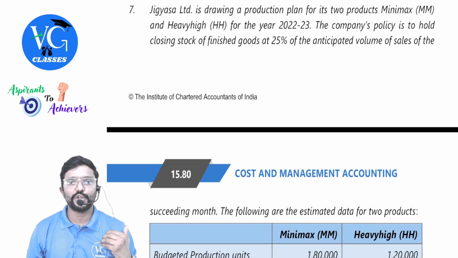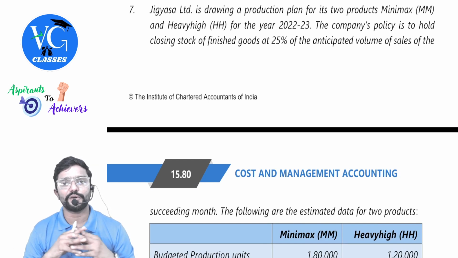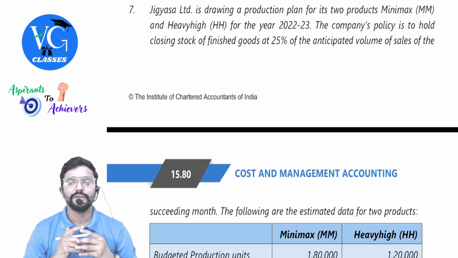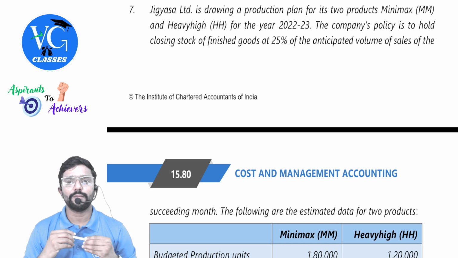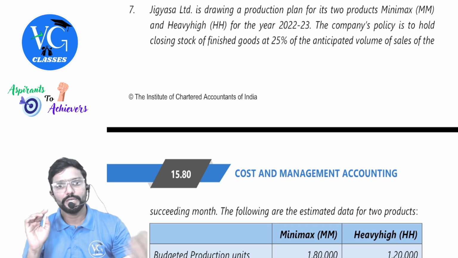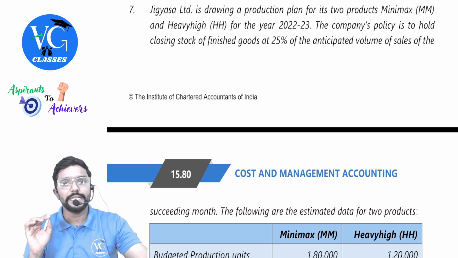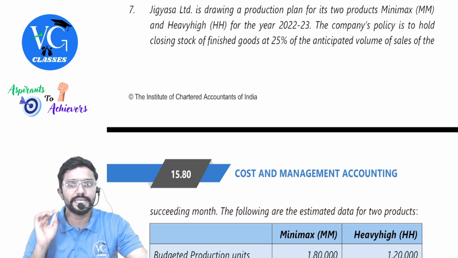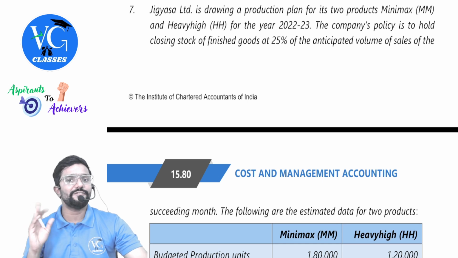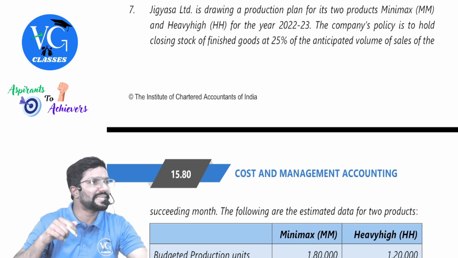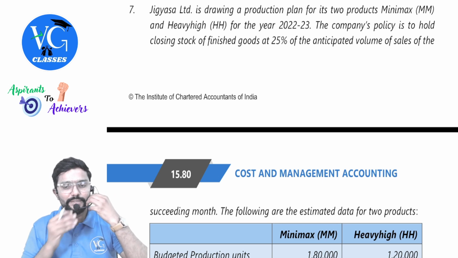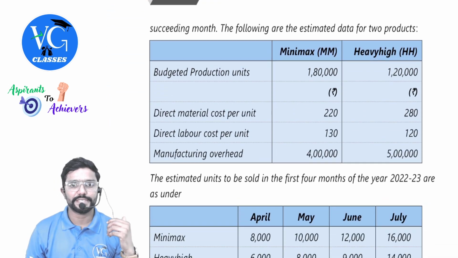Jigyasa Limited is drawing a production plan for its two products, Minimax ML and AV High HH. For the year 22-23, the company's policy is to hold closing stock of finished goods at 25% of the anticipated volume of sales of succeeding months. Whatever is the next month's sales, 25% of that we will maintain in the current month as closing stock. The following are the estimated data for the two products, guys.